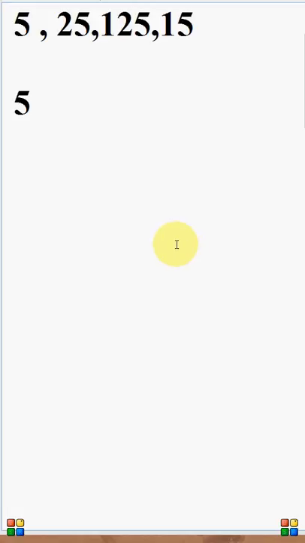Hello everyone. Today we are going to learn a multiplication trick in which we'll try to learn how to multiply quickly with 5, 25, 125 or 15.